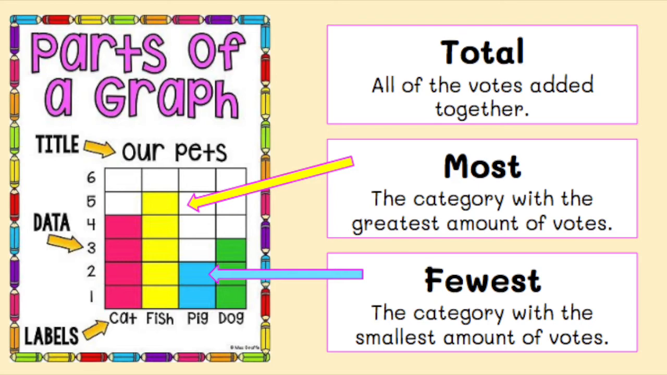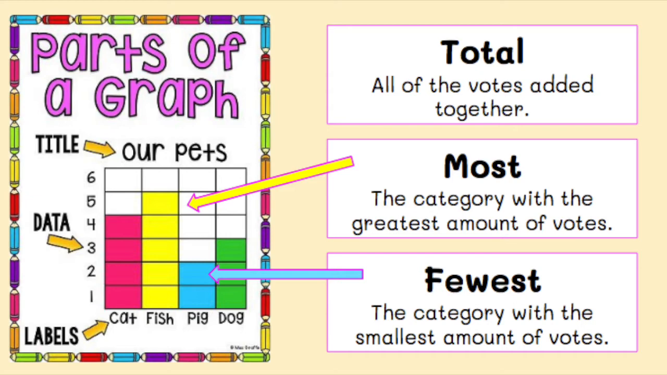The first important word we want to look at is title at the top. The title is the name of our graph and it always goes at the top of the graph. The title of this graph is Our Pets. The next vocabulary word underneath title is data. Data is all of the information we collect. So in our graph, all of the colored boxes is all of the data.